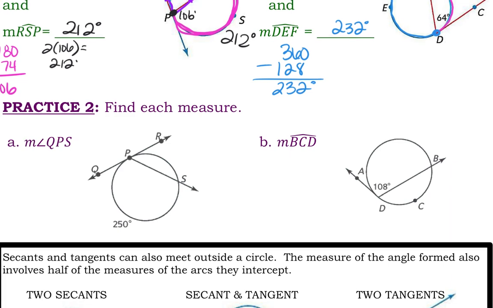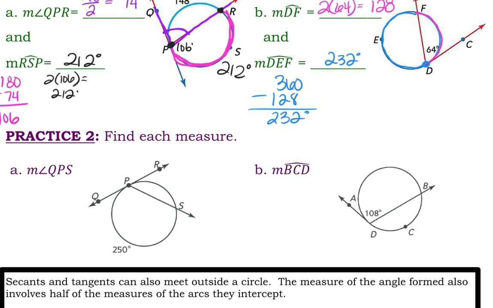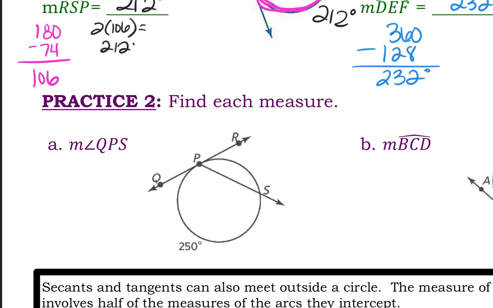Y'all can do that one. All right, just do one of each down here. So find me QPS first, and then find me BCD. All right, Michael, what did you do to find angle QPS? I divided QP by 2. Good, and what'd that get you? 125. 125, good. Everyone get 125? Yes, all right.